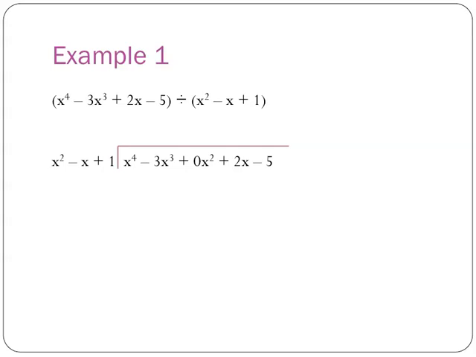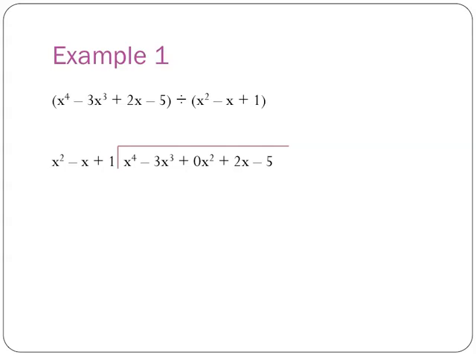And when you set it up, you want to make sure that all of the degrees have been accounted for. So you'll see here that I've put a 0 in front of x squared because there was no x squared term there, but we want to account for it. So if we start with x to the fourth, then we go down to x cubed, then the next term should be x squared, and then x, and then the constant.